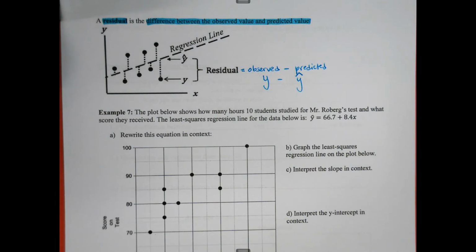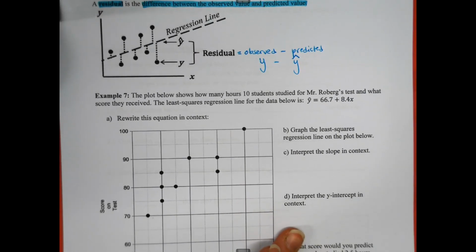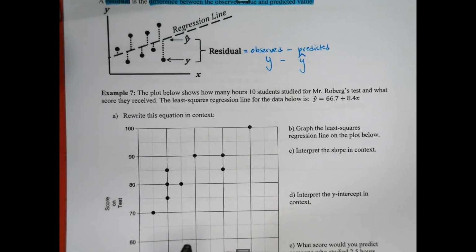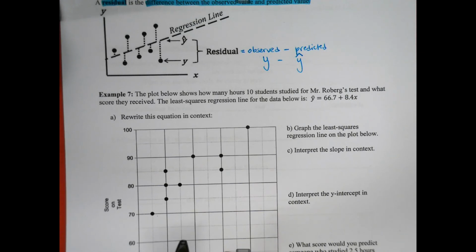So now let's apply the things that we've been looking at to example number 7. Example number 7, the plot below shows how many hours 10 students studied for Mr. Roberg's test and what score they received. The least squares regression line for the data below is y hat is equal to 66.7 plus 8.4x. Part A says to rewrite this equation in context.